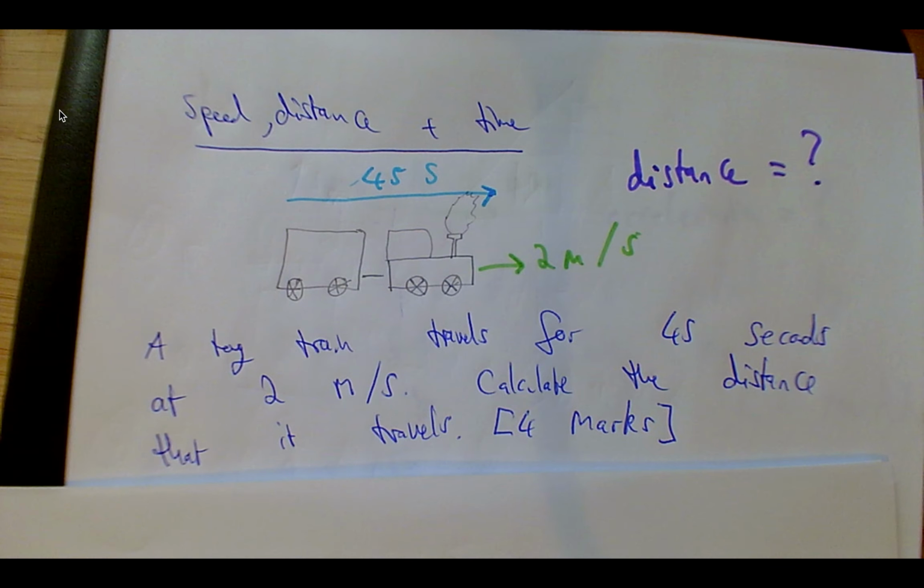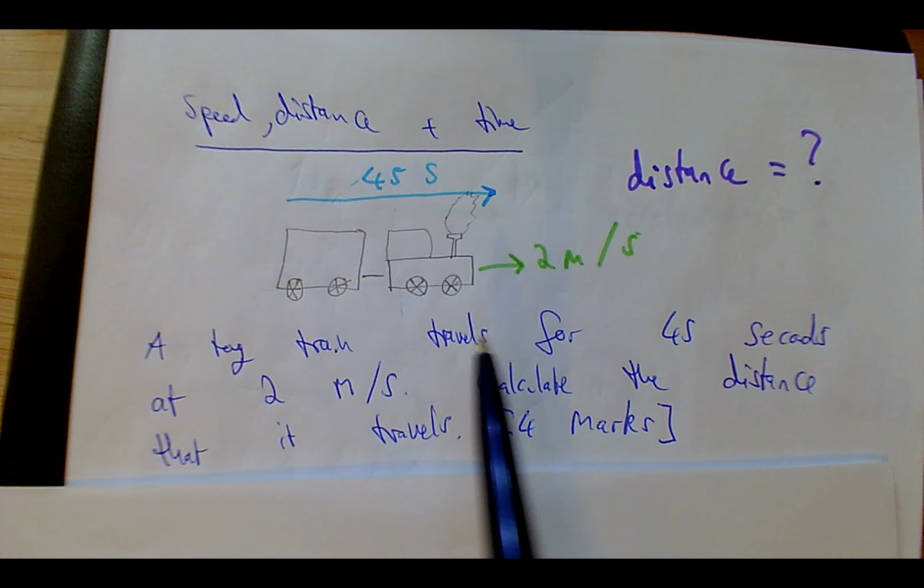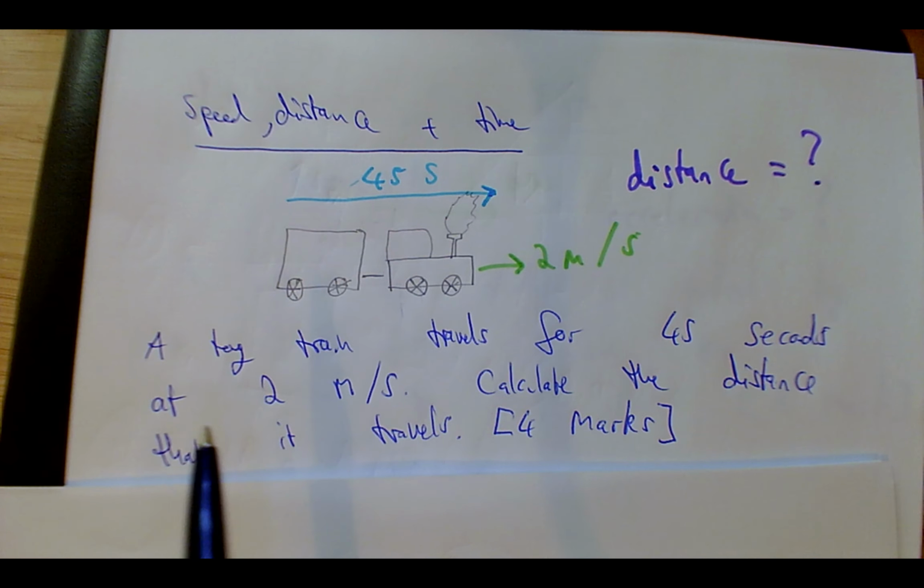The first example we have is a problem that looks at speed, distance, and time. So we have this question here: a toy train travels for 45 seconds at a speed of 2 meters per second. Can you calculate the distance that it travels? This was taken from a previous GCSE paper. It's 4 marks.